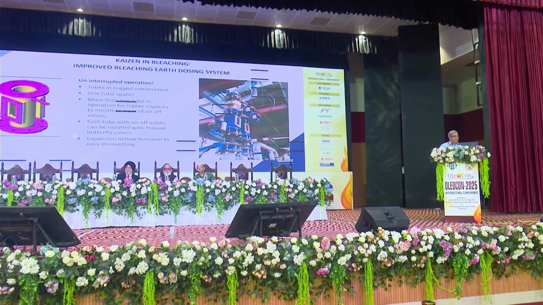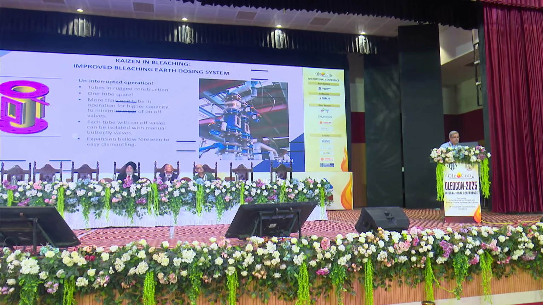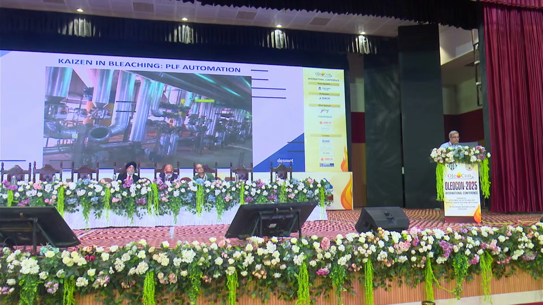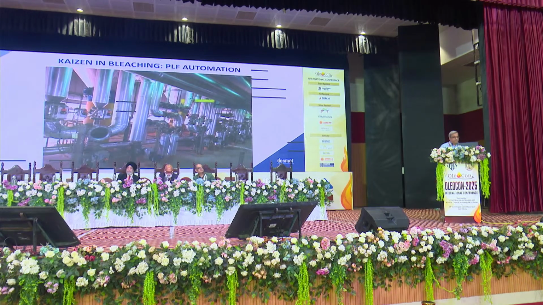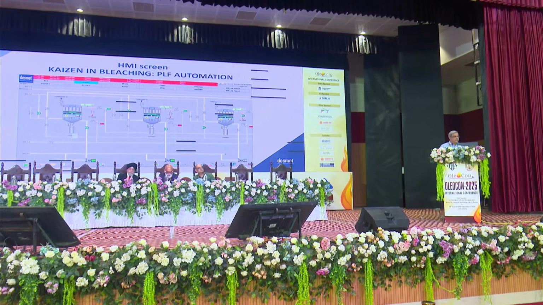Examples of Kaizen in bleaching: we can have improved bleaching earth dosing systems with very rugged construction. One system can always be spare, and they can be isolated for cleaning. Small things, but they can give good value. The on-off valves for the pressure leaf filter automation are shown in an example photograph, a SCADA snapshot of that.